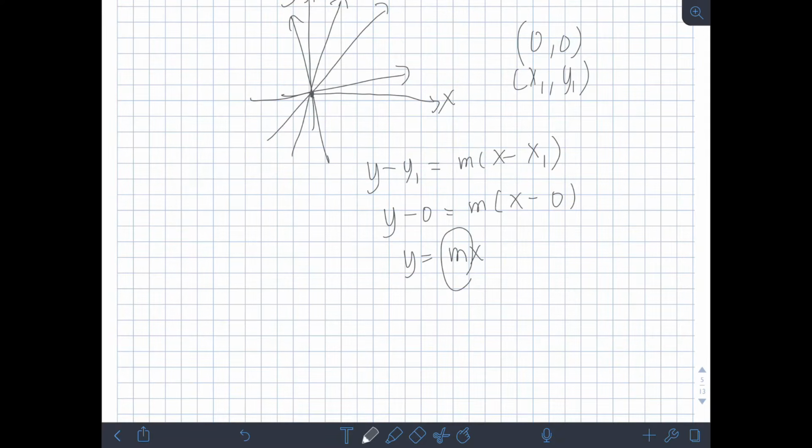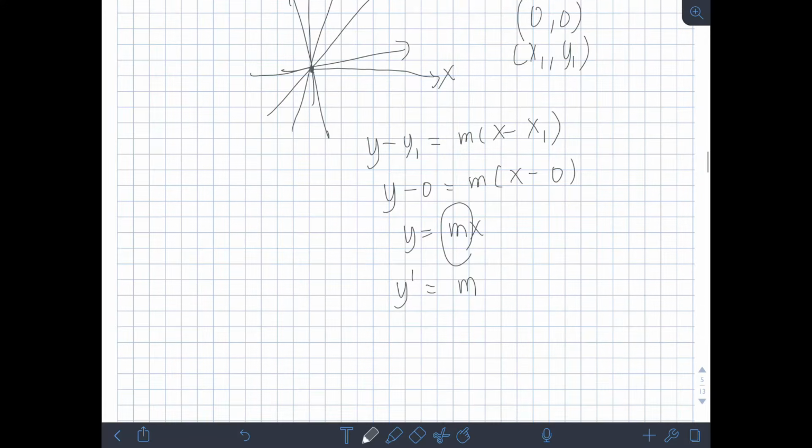Okay? So, implicit differentiation, we have derivative ng y is, so since y is equal to mx, hanapin natin yung first derivative. Once lang tayo magdi-derivative kasi isa lang yung constant natin na m. So, y prime is equal to simply m. Kasi derivative ng x ay 1. Or simply, we have dy over dx is equal to m.